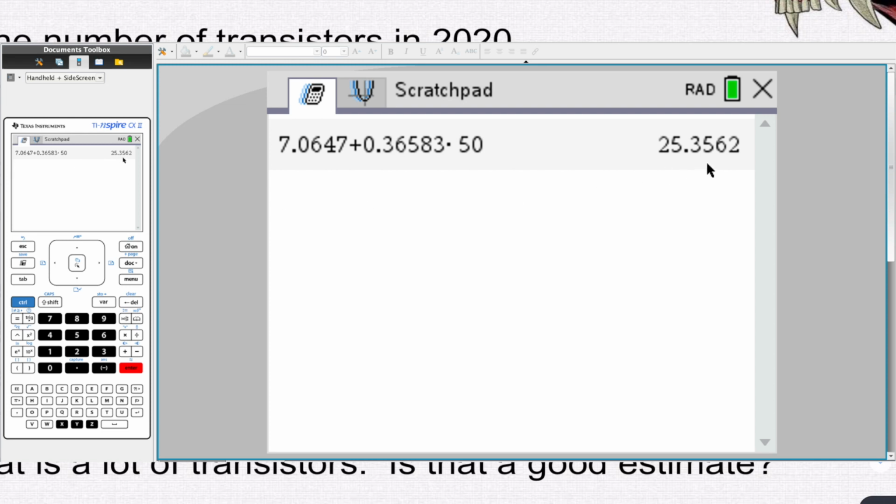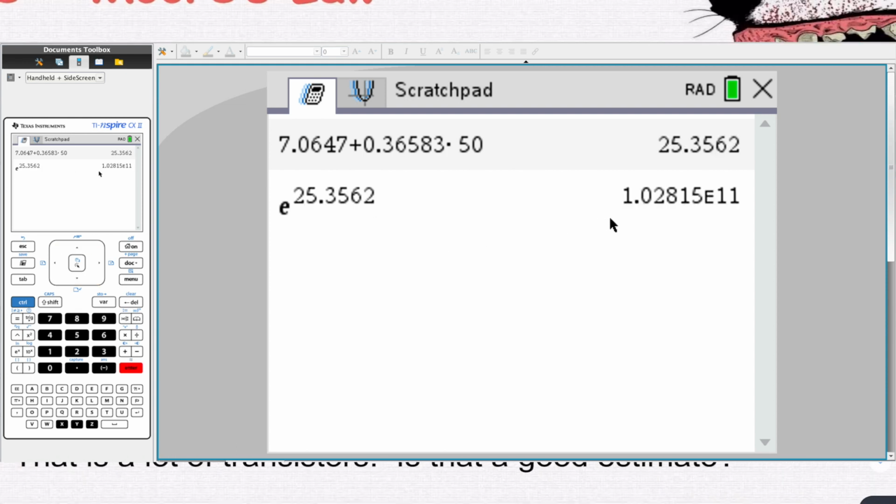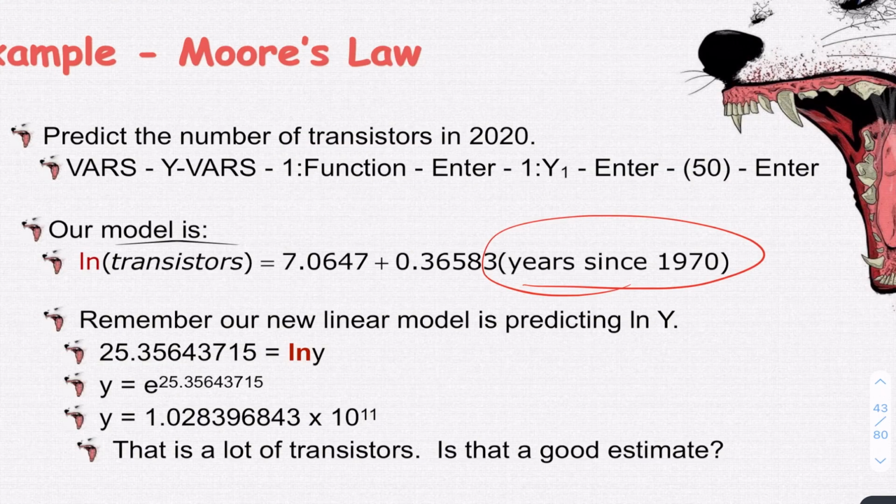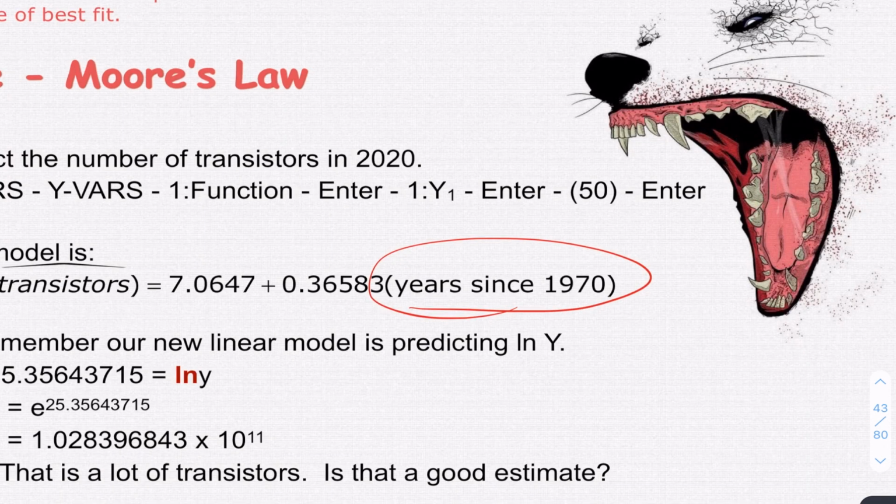Well, what I want is actually e raised to that answer. So if I hit enter, now I get 1.02815 times 10 to the 11th power. If it was times 10 to the 12th, that's a trillion. So a little under a billion transistors are going into your phones right now, which seems crazy, but it's true.